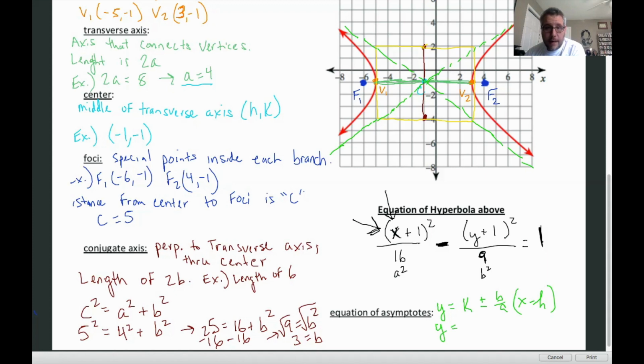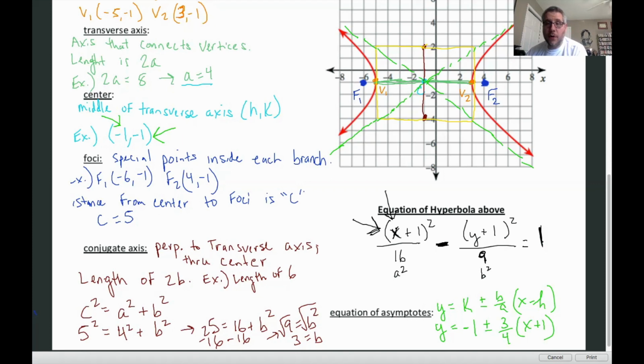Y equals, our k value was -1. That was coming from the center. So we've got -1 plus or minus. We know b and a. B was 3 over a, which was 4, parentheses x minus h. Well, h is here. That's the x component of your center. So the opposite of -1 is +1. There is no need to take it any further. You could distribute and whatnot to make it look like y equals mx plus b, but there is no need.